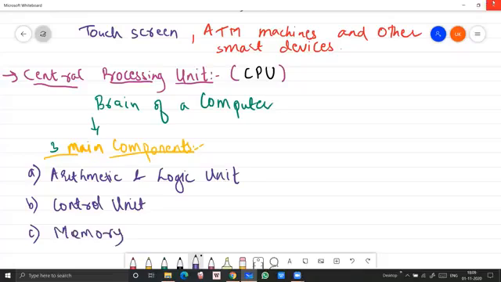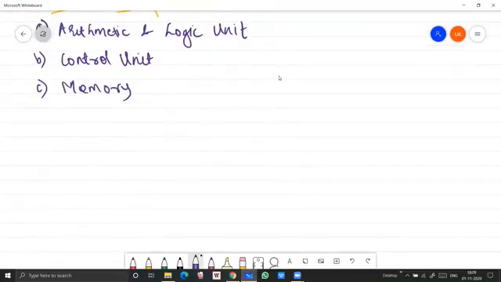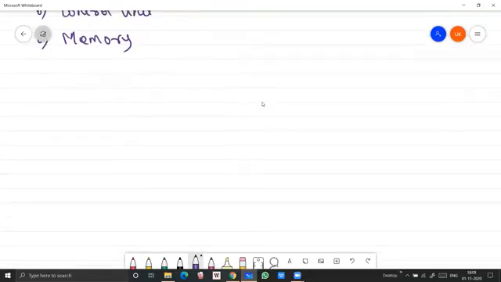So here in your textbook, a block diagram has been given. I must draw it first and then we will move further. A block diagram of a CPU or of a computer. Basically, the CPU is the main part of the computer, so that's why it's called the brain of a computer. Now we'll just see the block diagram of a computer.